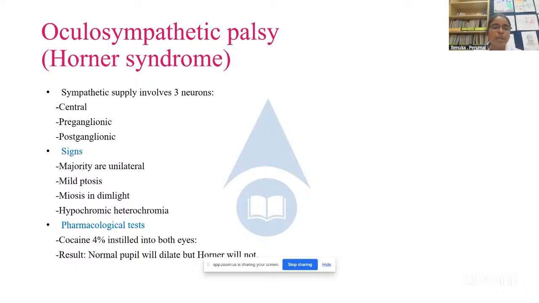The signs are mostly unilateral, with mild drooping of the eyelid, which is mild ptosis, and there will be miosis in dim light. We can also note hypochromic heterochromia, where heterochromia is also classified as total heterochromia, sectorial heterochromia, and partial heterochromia. The pharmacological test we do is cocaine 4% instilled in both eyes. The result is that the normal pupil will dilate, whereas in Horner syndrome the pupil won't dilate.